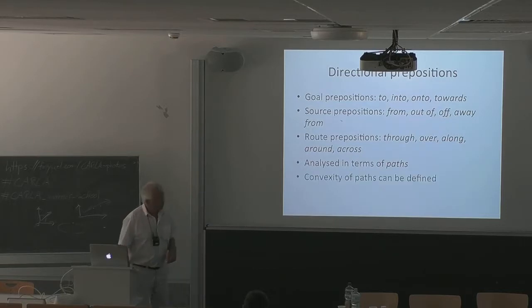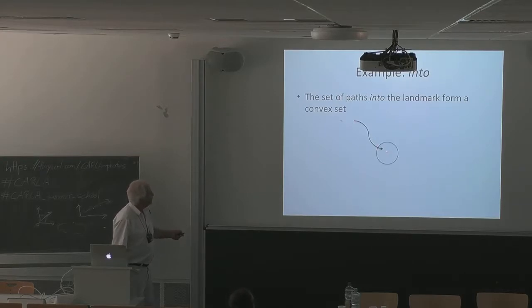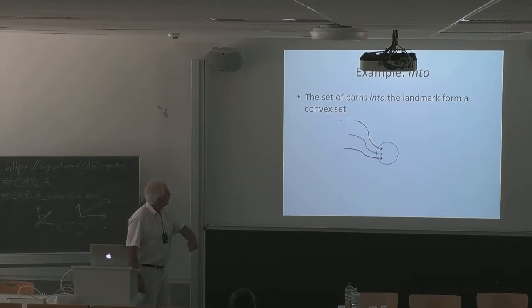So let me just give you one example. Into. This is one path of going into. You start from here, and then you get into the landmark, and you start from here and you get into the landmark at a different point. But this path will be between here. It's a very simple mathematical trick to define what it means that one path is between two other paths. So convexity on paths is also well defined.